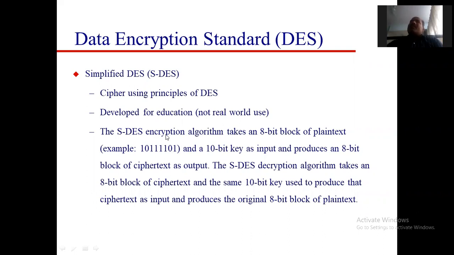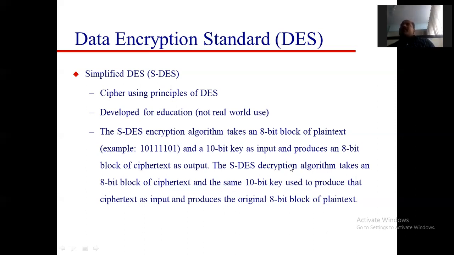The SDES algorithm is going to accept one block at a time, and that block size is 8 bits, and a 10-bit key as input. So along with this plain text, it is going to accept the 10-bit key as input, and produces an 8-bit block of cipher text. Remember this one: the same size of block of plain text you provide, you will get the same size of cipher text. Suppose you provide 8-bit plain text, then definitely the cipher text must be 8-bit cipher text.